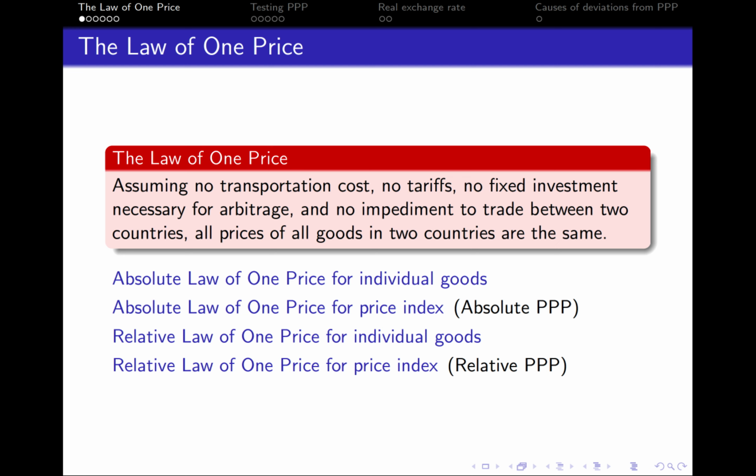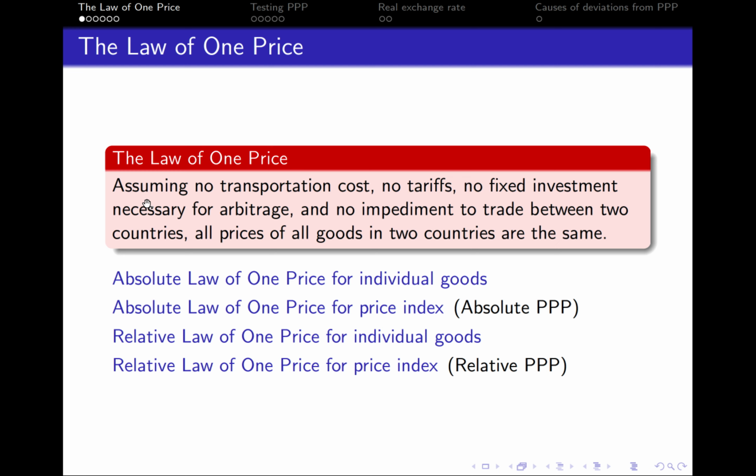Let me read it to you first. Assuming no transportation cost, no tariffs, no fixed investment necessary for arbitrage, and no other impediments to trade between two countries, all prices of all goods in two countries are the same. Look, what we see right away is that this definition imposes a lot of assumptions, restrictions on where this law of one price can work.